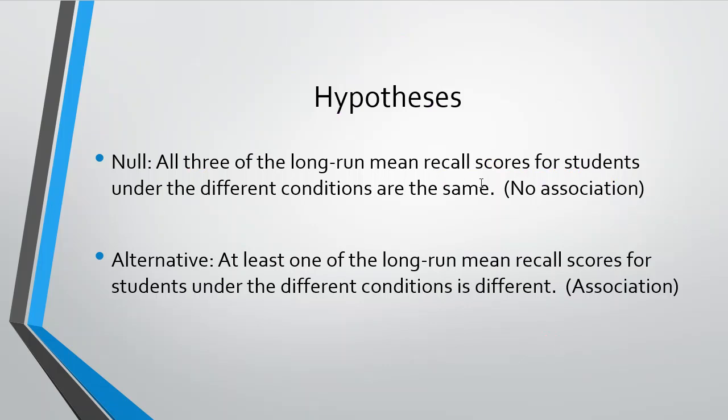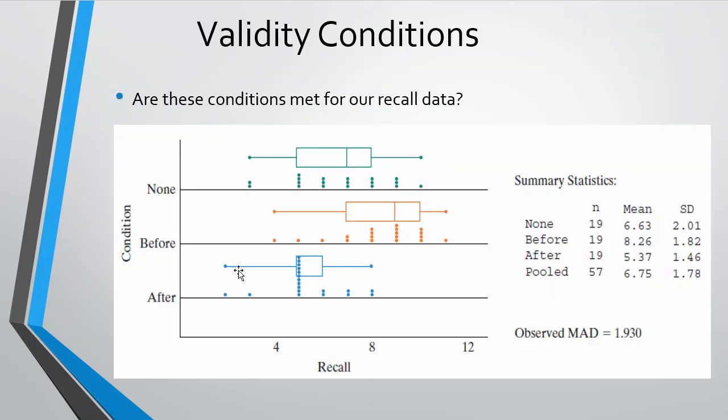Our null hypothesis is that all three of the long run mean recall scores for students under the different conditions are the same, or there's no association between whether and when they saw a picture and what their recall score was. The alternative is that it actually does matter whether they saw the picture or not, whether they saw it before or after. So there is an association, or at least one of the long run mean scores is different.